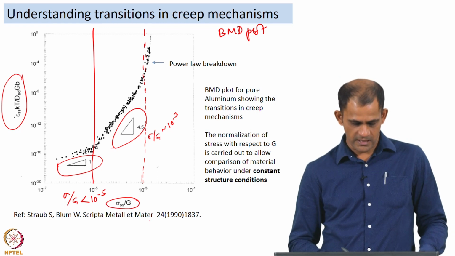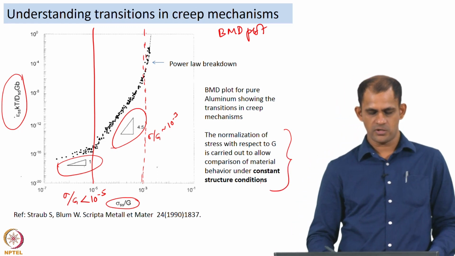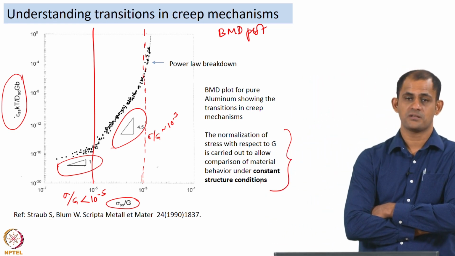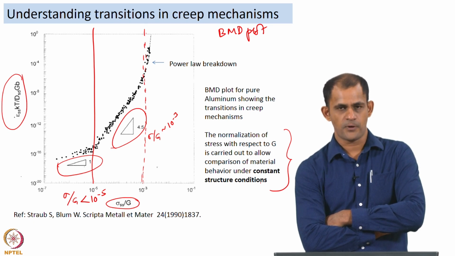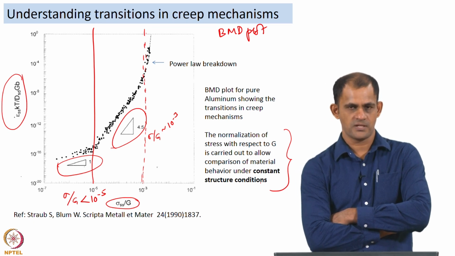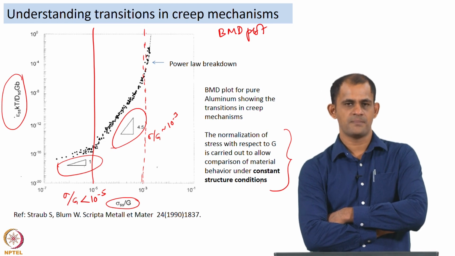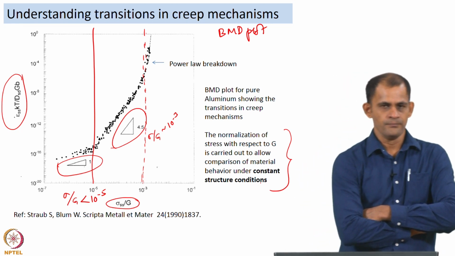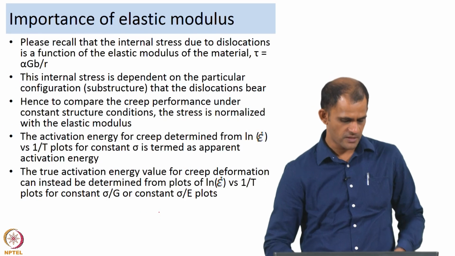Now, the key aspect here is the normalization of the stress with respect to shear modulus. So, why is the stress normalized with shear modulus? We are going to talk about the importance of normalizing the stress with shear modulus. Basically, when you normalize the stress with shear modulus, you are ensuring that the material behavior is being compared under constant structure conditions. So, this brings us to the point about the importance of elastic modulus.